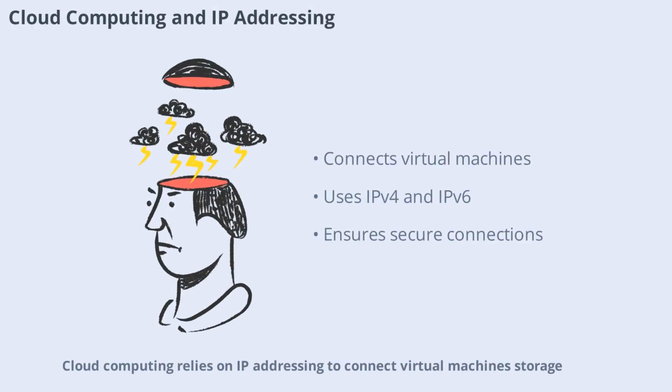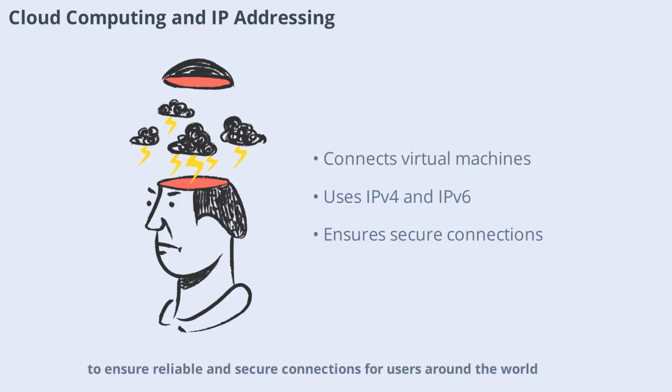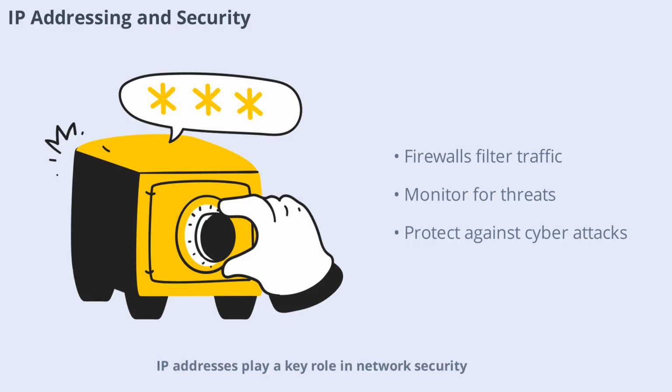Cloud computing relies on IP addressing to connect virtual machines, storage, and services across the internet. Cloud providers use both IPv4 and IPv6 along with advanced networking techniques to ensure reliable and secure connections for users around the world. IP addresses play a key role in network security.